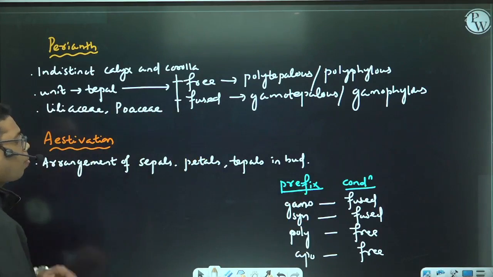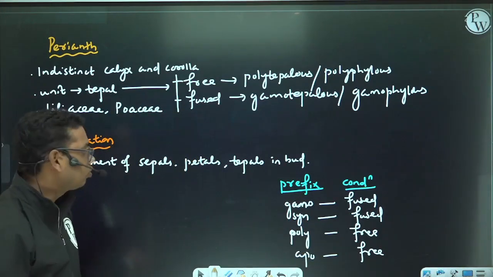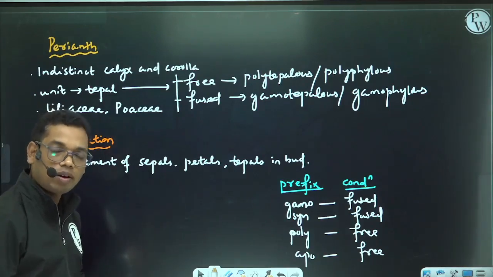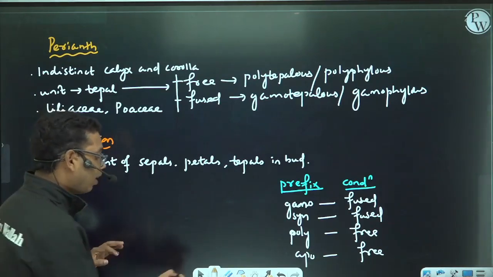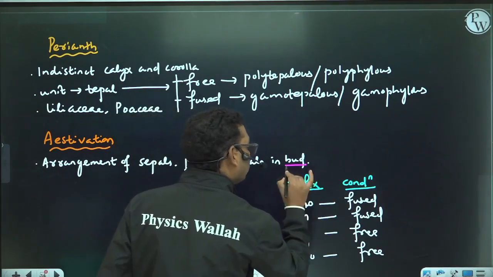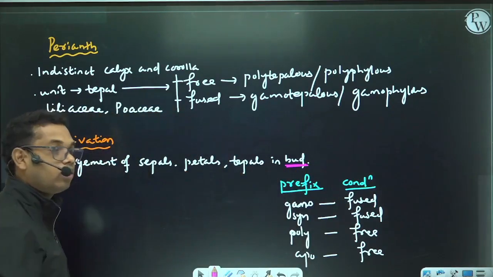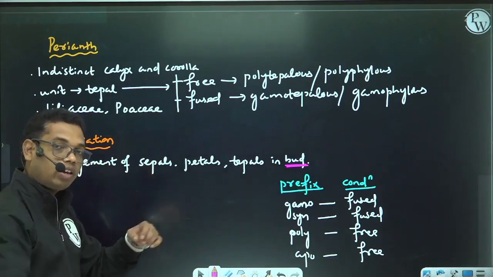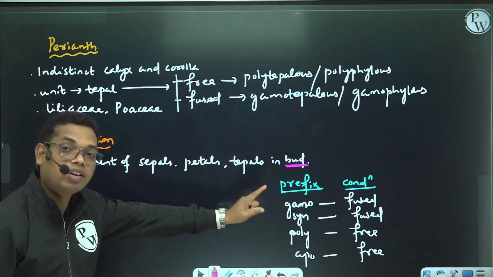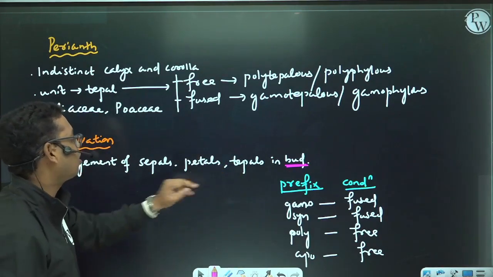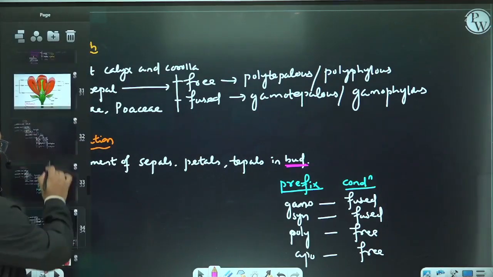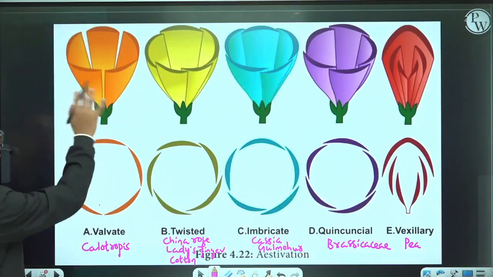Now what about the arrangement of the sepals, petals or tepals in the flower? The arrangement of these structures when the flower is in bud condition is called estivation. The arrangement of sepals, petals or tepals in bud condition, not in mature flower condition, is known as estivation. And estivation is of various types. So you can see this is the estivation.